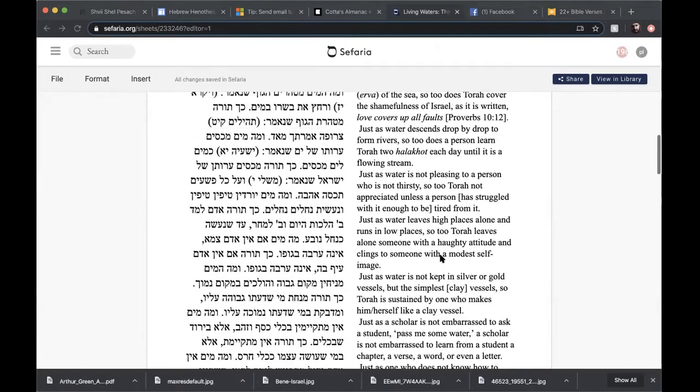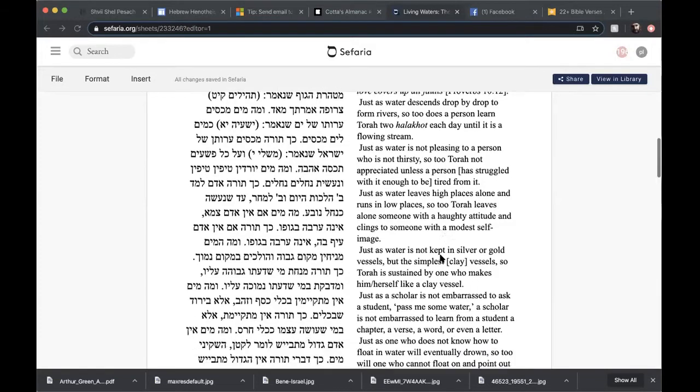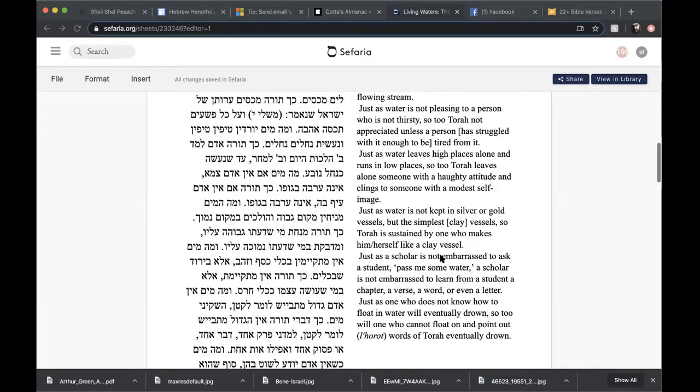Just as water is not pleasing to a person who's not thirsty, so too Torah is not appreciated unless someone is thirsty. Right, because if you're not thirsting for it, then it's not restoring. Just as water leaves high places alone and runs down to low places, so too Torah leaves alone someone who is haughty, like a mountain, and goes down to someone who's modest and unarrogant. So wisdom doesn't flow down to arrogance; it flows down to humility.